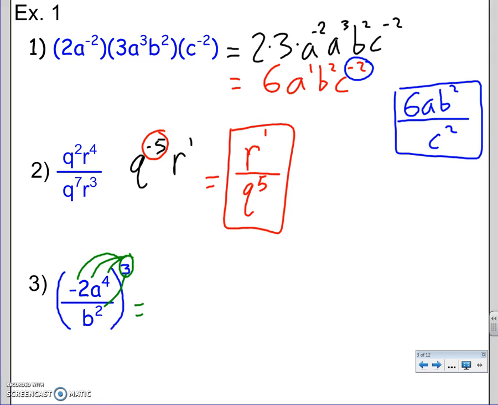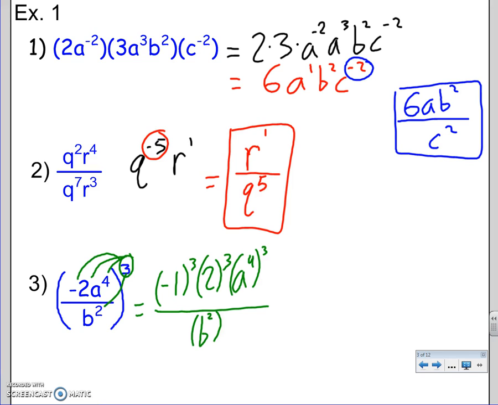So this turns into negative 1 cubed times 2 cubed times a to the 4th cubed over b squared cubed. Well, just fix that. Negative 1 cubed is still negative 1. 2 cubed is positive 8. A to the 4th cubed is really a to the 12th. I just multiply those numbers. And b squared cubed is b to the 6th power.